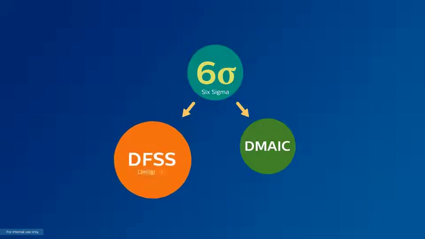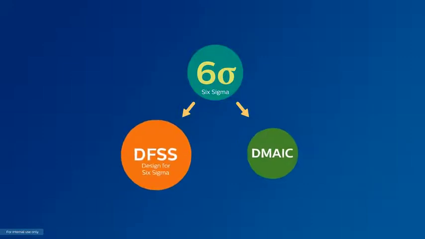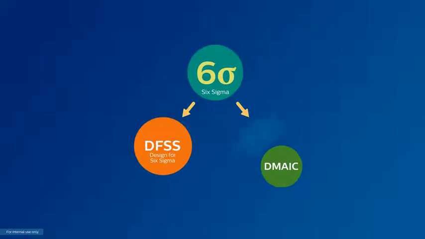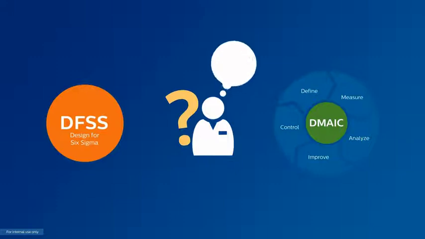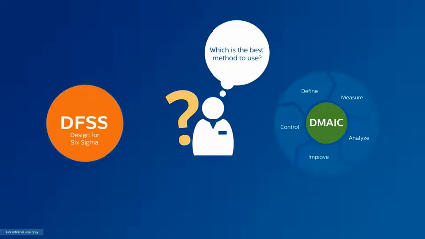DFSS stands for Design for Six Sigma, and DMAIC is an acronym for Define, Measure, Analyze, Improve, and Control, which are the steps in this methodology. Now the question is, which is the best method to use? Well, it depends on whether the process or product already exists.